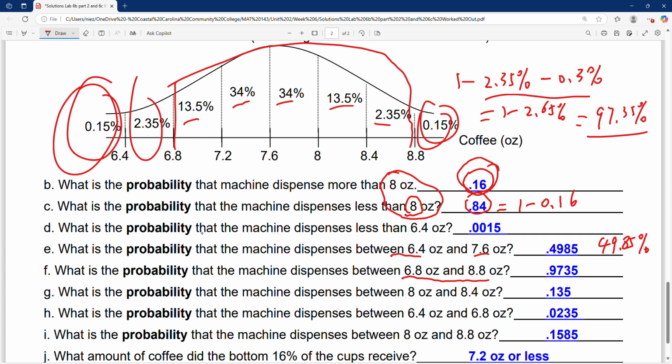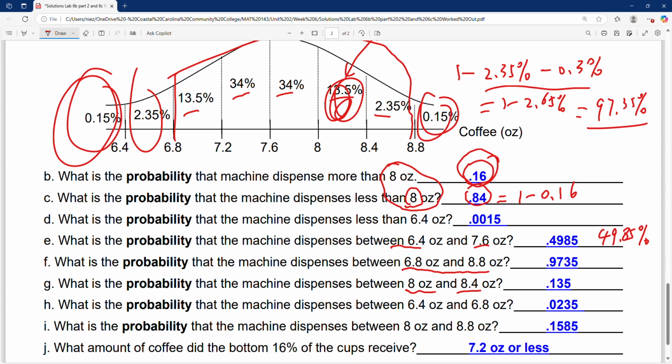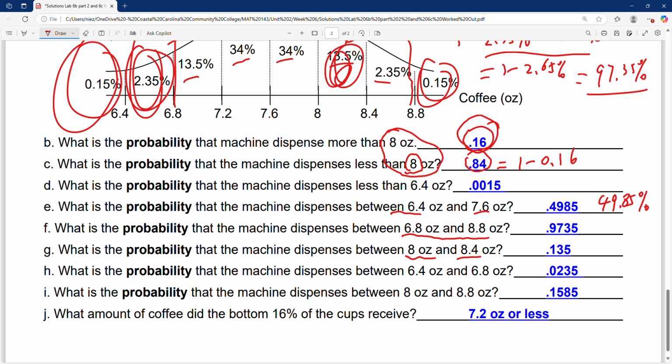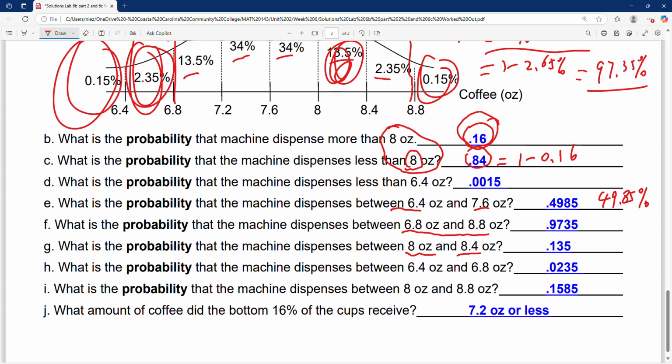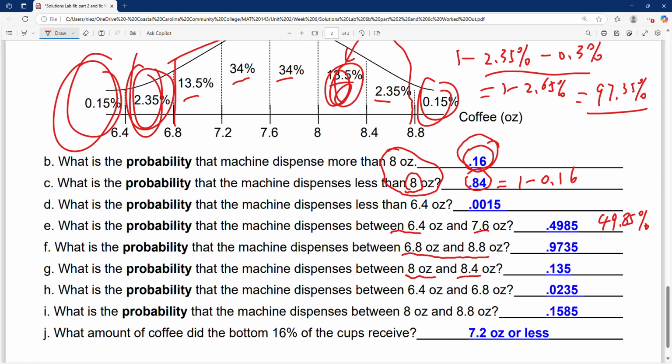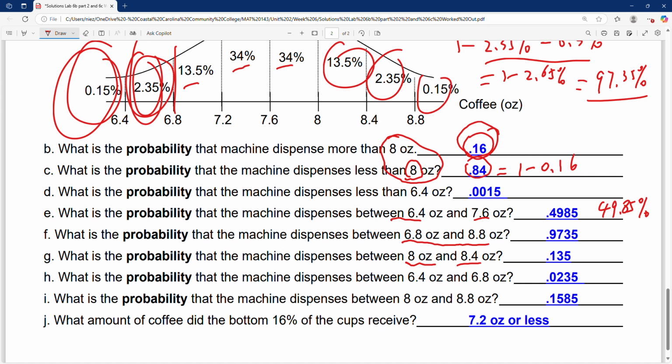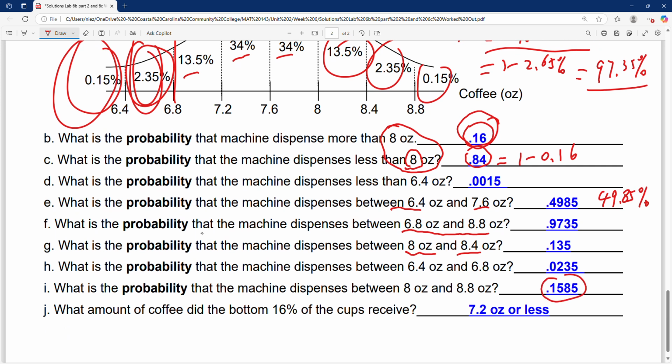G. Between 8 ounces and 8.4. This one you just read from the graph. It's this part. And H, between 6.4 and 6.8. You can read this one also. I, between 8 and 8.8. This one you just add those two values, and you will get 15.85%, or 0.1585.